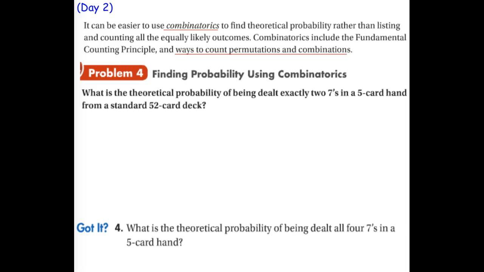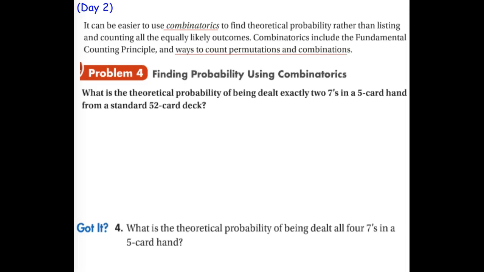Our first one says, what is the theoretical probability of being dealt exactly 2 sevens in a 5-card hand from a standard 52-card deck? Okay, now, the most common mistake is students focus only on the fact that they need 2 sevens. But you're going to be dealt 5 cards, right? And if you have to have exactly 2 sevens, that means your other 3 cards can't be a 7, right? So you have to look at both of those things together. How do you get 2 sevens, and how do you get 3 that are not sevens?